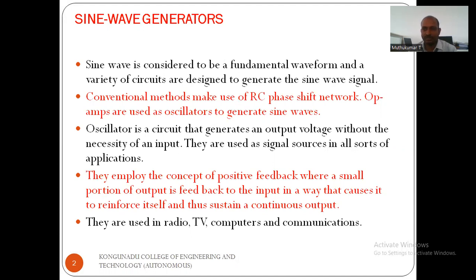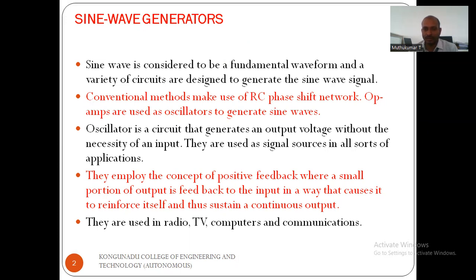In the conventional method, we use the RC phase shift network to generate sine waveforms. Recently, we are using operational amplifiers as oscillators to generate sine waves. An oscillator is a circuit that generates an output voltage without any input signal. So they are used as signal sources in all sorts of applications. There is no need for an input; it automatically generates the output.